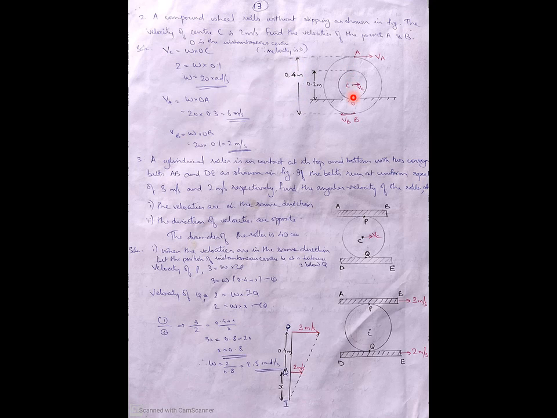And from O to C, it is 0.1. So from O to A, it is 0.3 meters. So OA into omega, the OA value is 0.3. So you will be getting V equal to 6 meters per second.